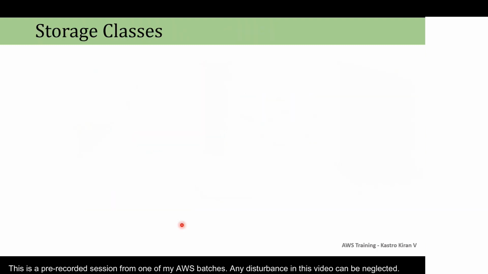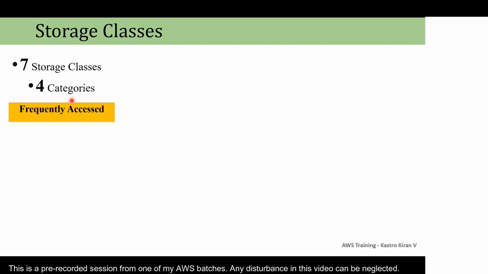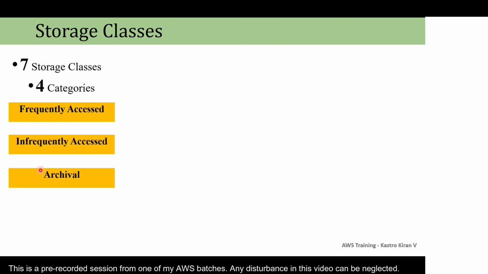Coming to the storage classes, the entire storage classes in AWS are broadly divided into four categories. There are 7 storage classes, and these 7 are broadly categorized into 4 categories. Let me show you those 4 categories. The first category is called frequently accessed, and the second category is called infrequently accessed. The third category is called archival, and the last category is called intelligent tier. These are the 4 major categories of storage classes.